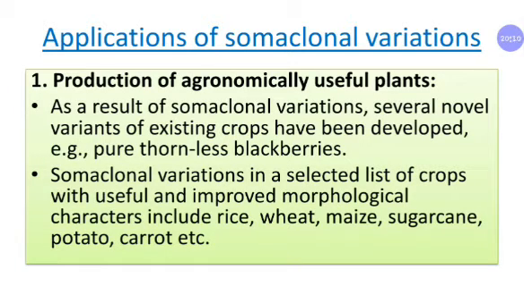Applications of somaclonal variations. Production of agronomically useful plants. Due to somaclonal variations, several novel variants of existing crops have been developed. For example, pure thornless blackberries, and somaclonal variations with useful and improved morphological characters are also obtained, for example in rice, wheat, maize, sugarcane, potato, carrot, etc.